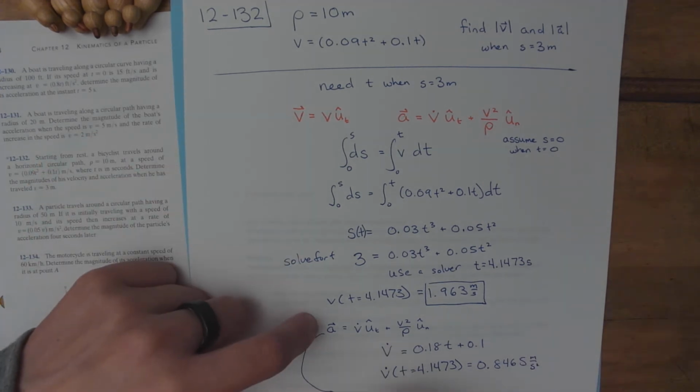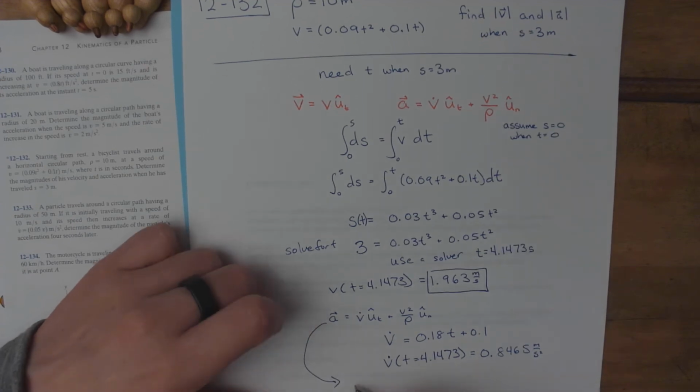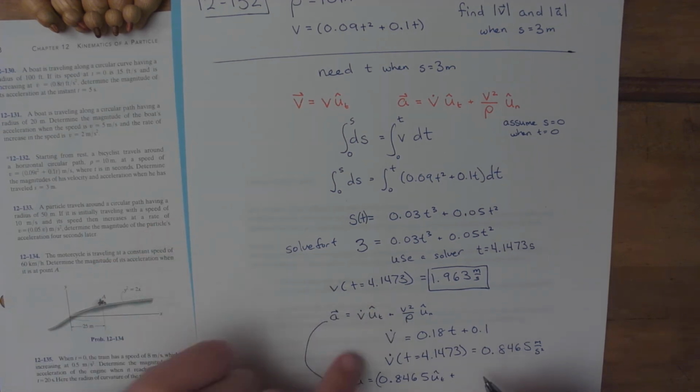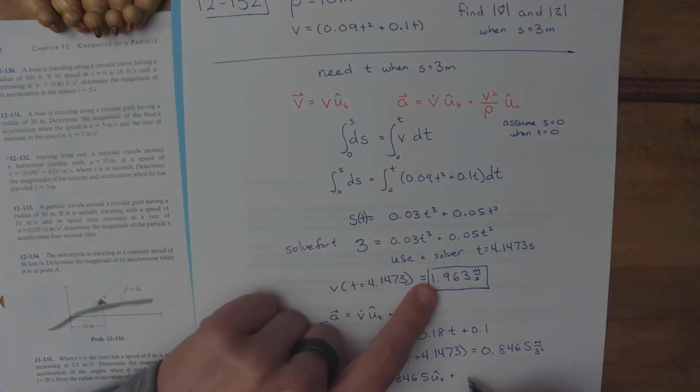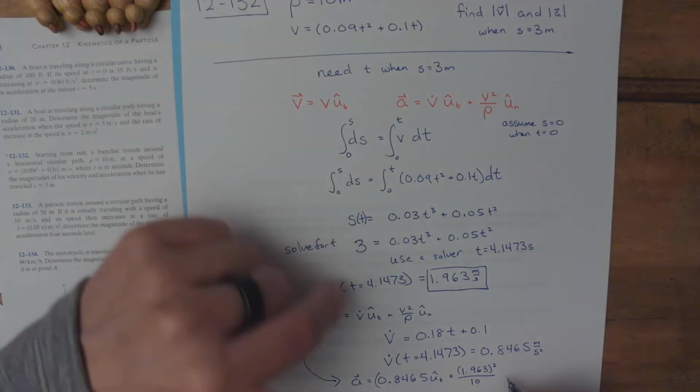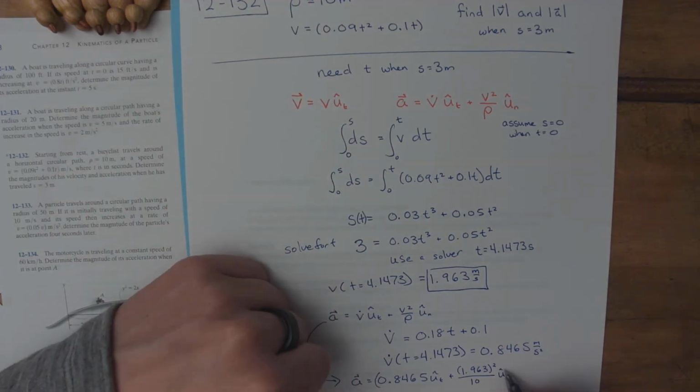And now, well, we don't really have to write the acceleration vector, but we'll do it anyways. 0.8465 in the tangential direction. And then we have v squared at 3 meters. v is equal to 1.963. So we square this and we divide it by rho, which is 10 meters. This is in the normal direction, and the units here should be meters per second squared.